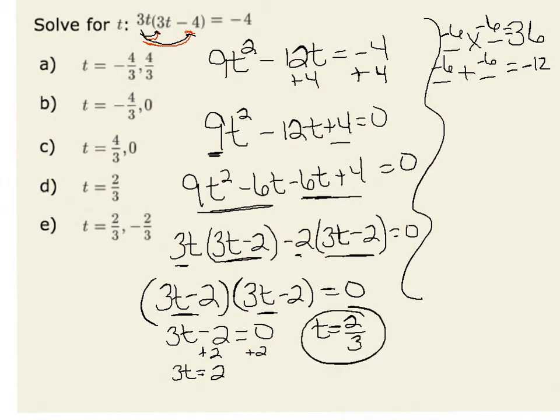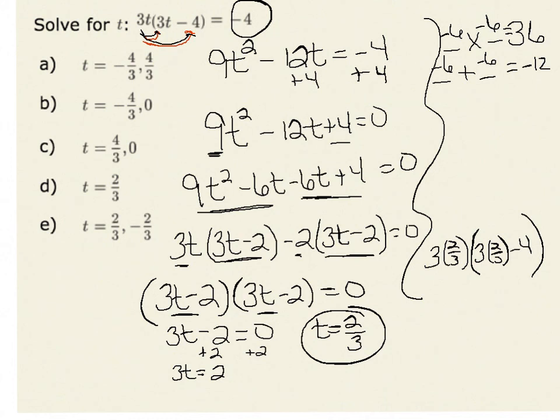I want to verify this is indeed my answer. That means I'm going to substitute 2/3 into my original equation to see if I get a true statement. Doing this, I would see that I had 3 times 2/3 times a quantity of 3 times 2/3 minus 4. And I want to see if that is indeed equal to a negative 4.